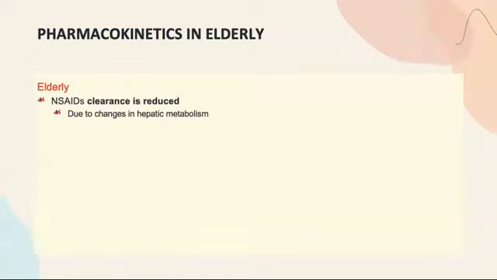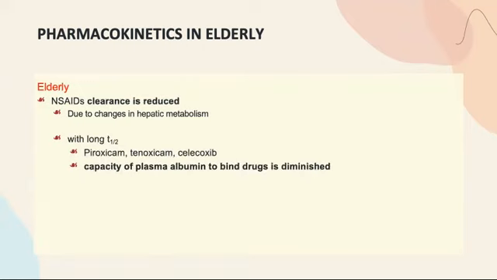The clearance of many NSAIDs is reduced in the elderly due to changes in hepatic metabolism and creatinine clearance. NSAIDs with a long half-life and primarily oxidative metabolism, like piroxicam, tenoxicam, and celecoxib, have a diminished capacity of plasma albumin to bind drugs in older patients. So, this will result in higher concentrations of unbound NSAIDs.